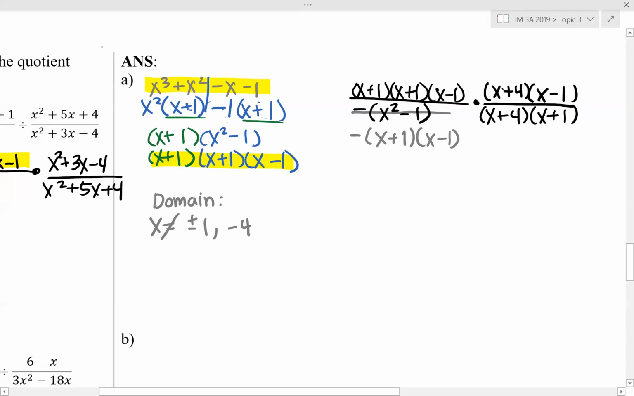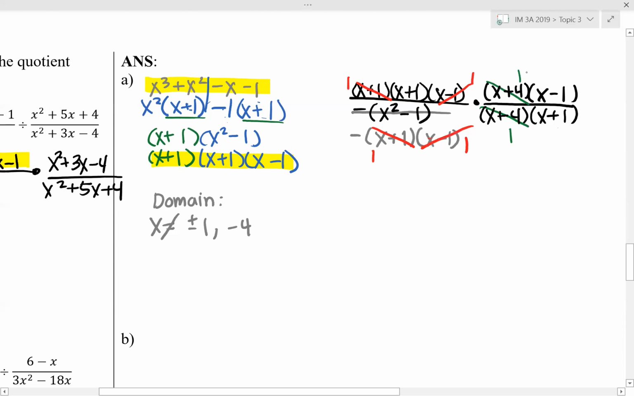Now, if we're looking at numerators and denominators and reducing, in our first fraction, we have an x plus 1 in the numerator, so I can divide that with an x plus 1 in the denominator. Similarly, I have an x minus 1 in the numerator and an x minus 1 in the denominator, so those divide out to become 1s as I reduce. Then if I look at the next set of fractions, I have an x plus 4 in the numerator and an x plus 4 in the denominator, so those are both going to reduce to 1.